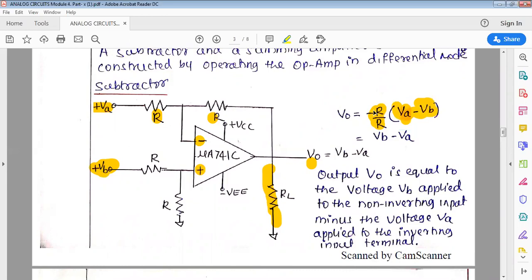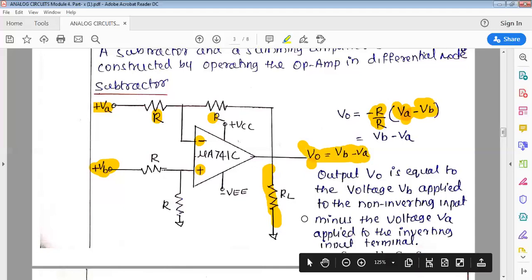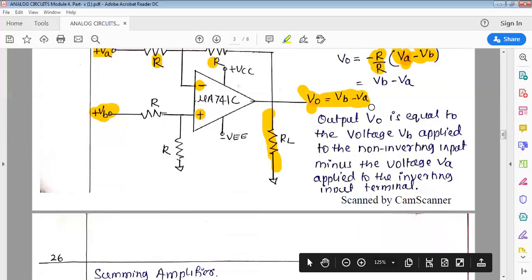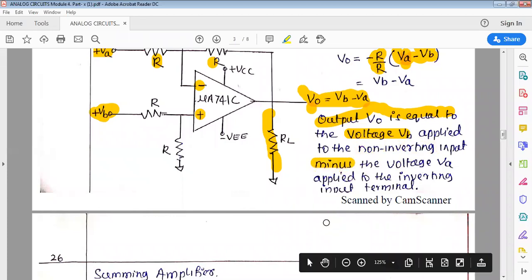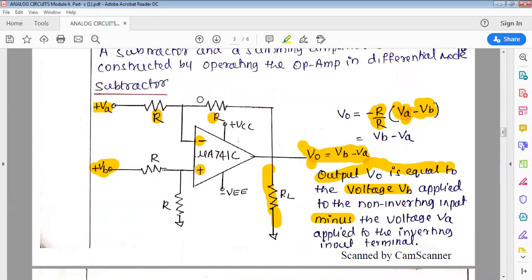As the R's will cancel, a negative sign will be there outside, and I can write this as VB minus VA inside. Therefore, the overall output voltage V0 is given by V0 equal to VB minus VA. And this expression tells us that the output voltage V0 is equal to the voltage VB applied to the non-inverting input terminal minus the voltage VA applied to the inverting input terminal. That is, the final output is V0 equal to VB minus VA. And this was the subtractor.